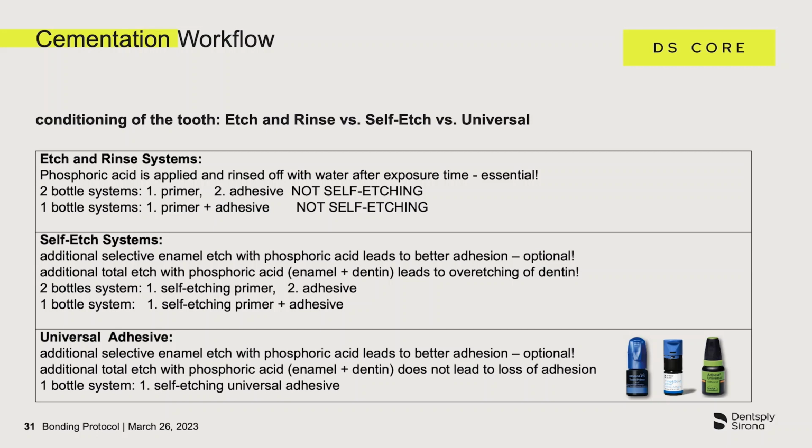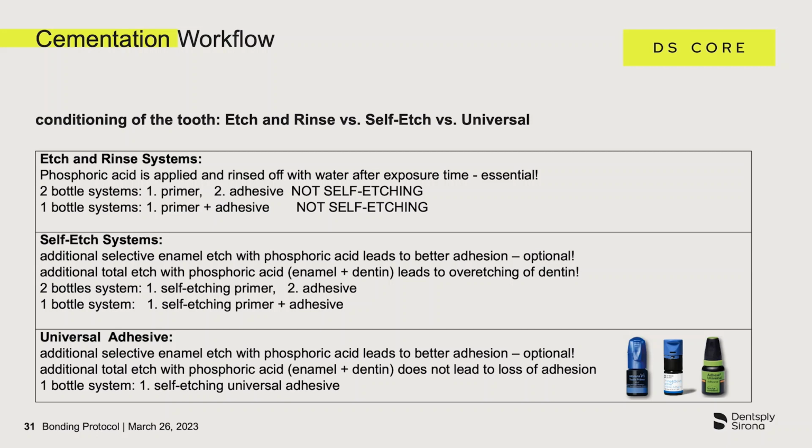The universal adhesives are always one bottle systems. They are self-etching and contain all the necessary components for a good attachment between the tooth and the composite material and other materials. The acid groups in these universal adhesives are much milder than the acids in the older self-etching systems. Additional etching of the enamel also leads to an increase in the bond strength values of the universal adhesives.